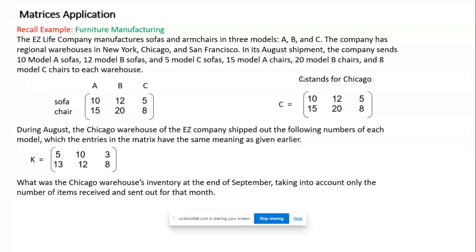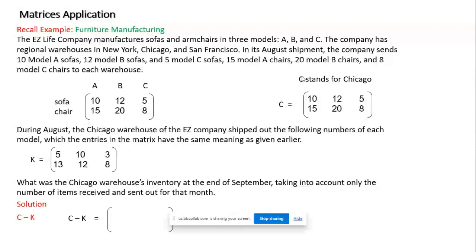And then now they're asking us this. What was Chicago's warehouse inventory at the end of September, taking into account only the number of items received and sent out for the month? All right, so let's see here. So here we have C for Chicago, which is our warehouse of the items we have, and K is the shipments that we had for the month of September. So what we want to do is C minus K, to find the difference of what had shipped out, right?